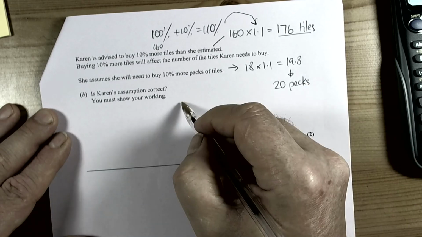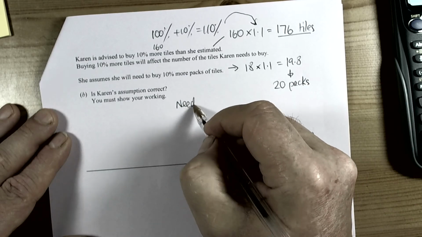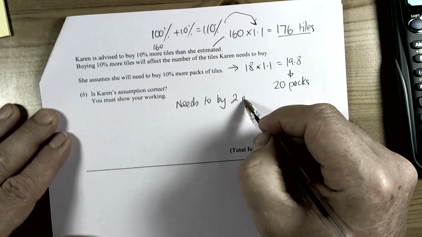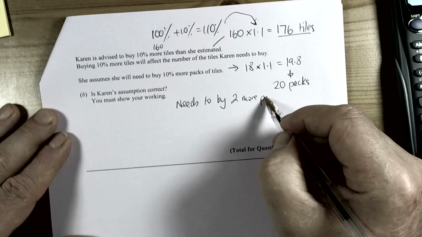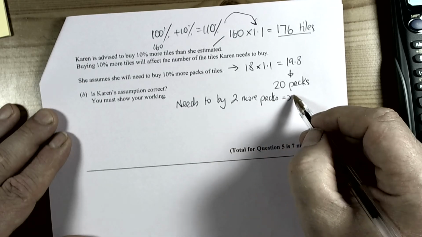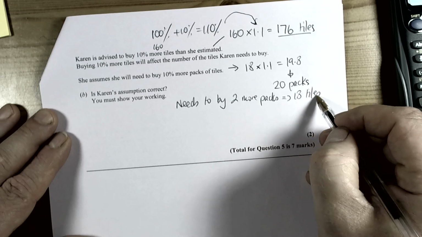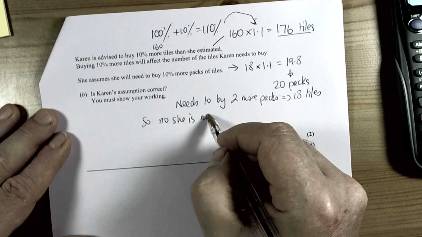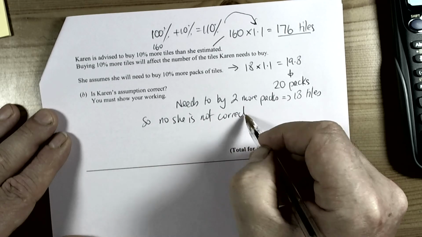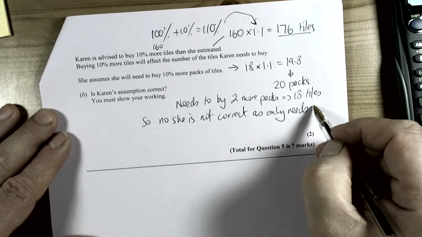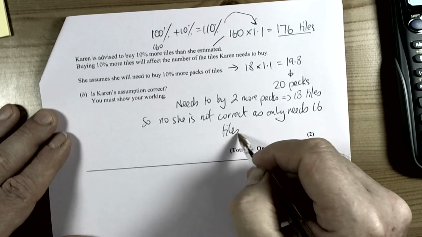So she needs to buy 2 more packs, which is the same as 18 tiles. So no, she is not correct, as she only needs 16 tiles extra.